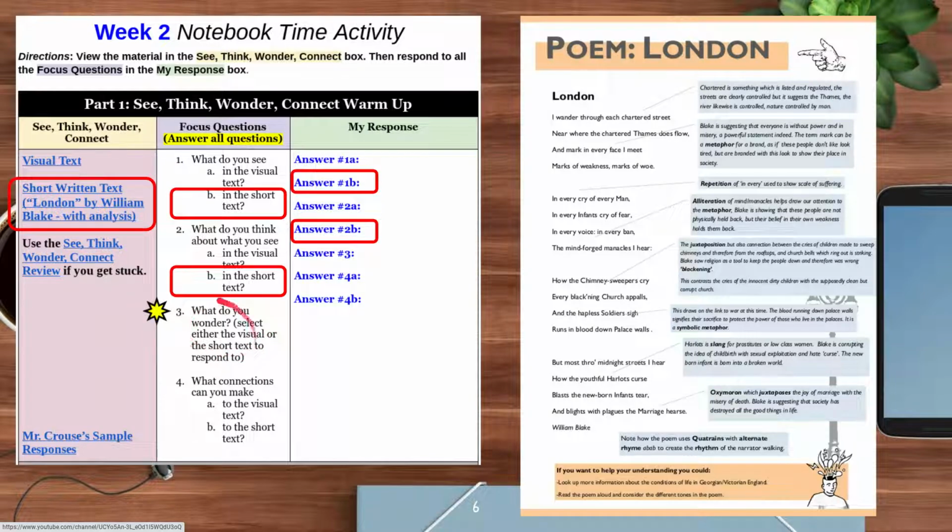If you skip number 3, about what you wonder, you could answer that question now next to where it says answer 3. And then what connections can you make between this poem and maybe another poem you read before, or a story you've heard, or something that's happened to you in your real life, etc.